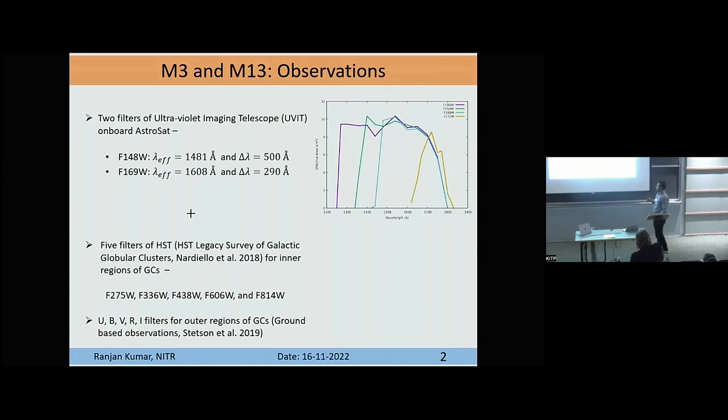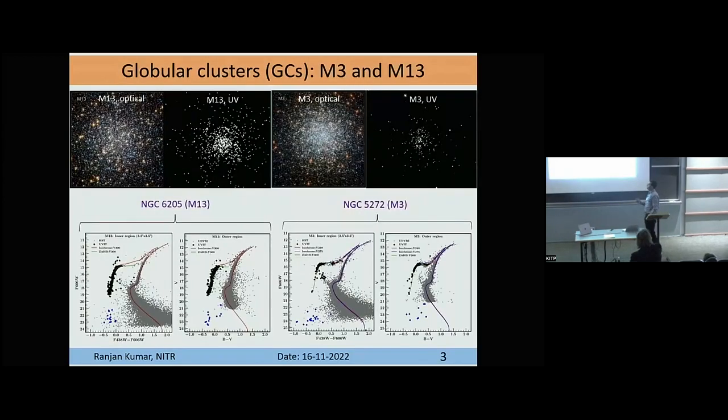So let me take you towards the images of the globular cluster, how it looks. If we see the optical one and the UV one, we can clearly identify that the UV one has a smaller number of sources, and only the hotter sources can be seen in the far UV images.